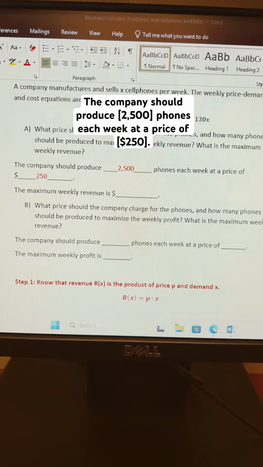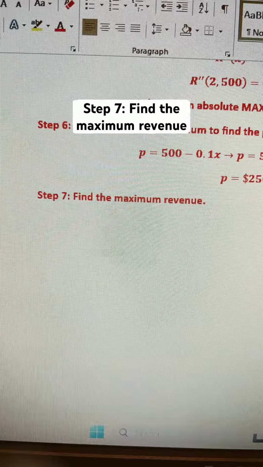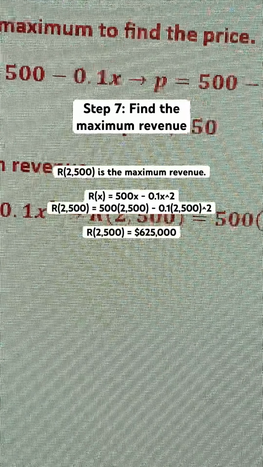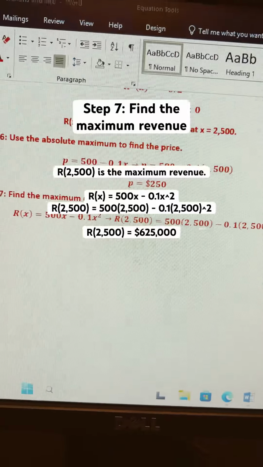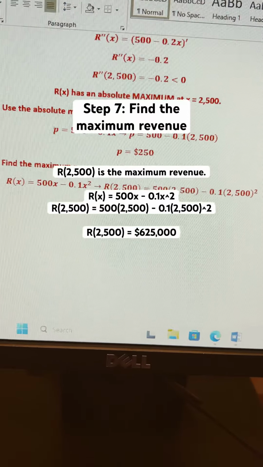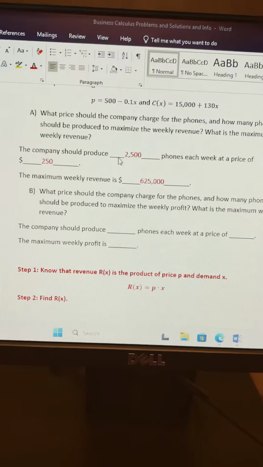Now we gotta find the maximum weekly revenue. Step 7 is to find the maximum revenue. The maximum revenue is R of 2,500. So plug in 2,500 into the original R of x function. This is going to give you $625,000. This ends part A.